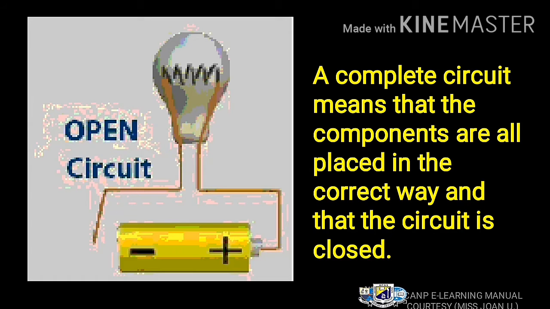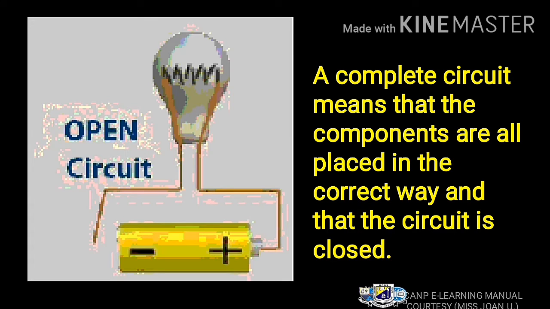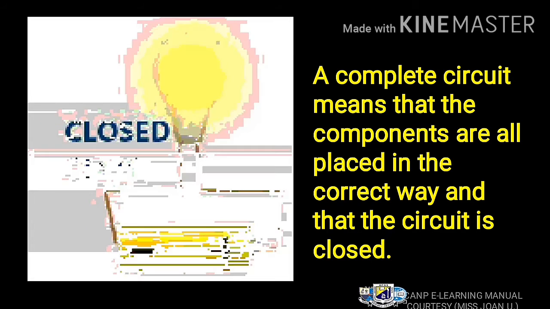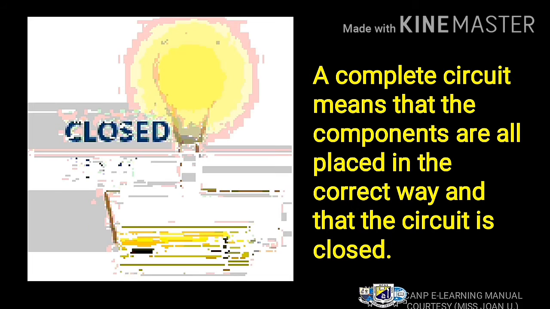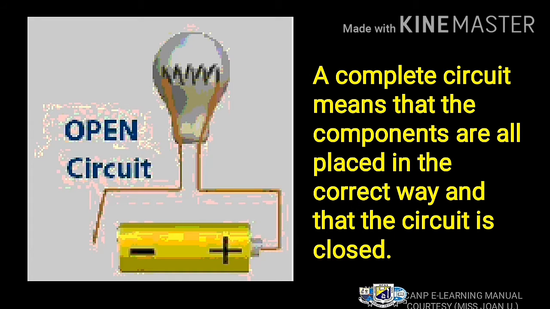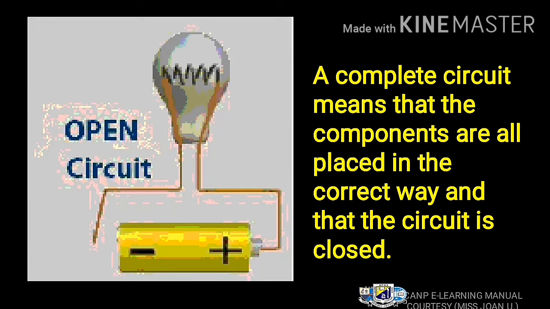But the moment there is a break in any of these, maybe you put off the switch, current will move from the battery to the wire, and then to the switch, but it will not get to the bulb. Why? Because the switch is what? Open, like this. So it's very important to understand what closed circuit is and what open circuit is.